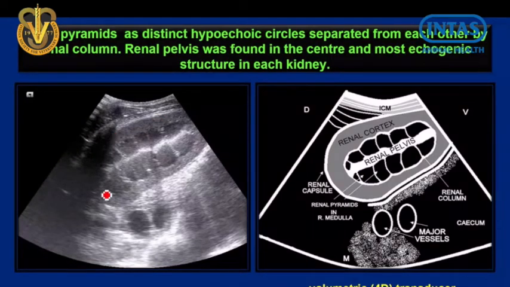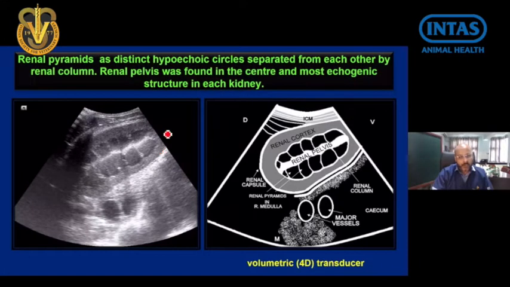To your knowledge, this picture is taken by a volumetric probe or 4D transducer. This is the 4D transducer. So this is how the image is being created here.